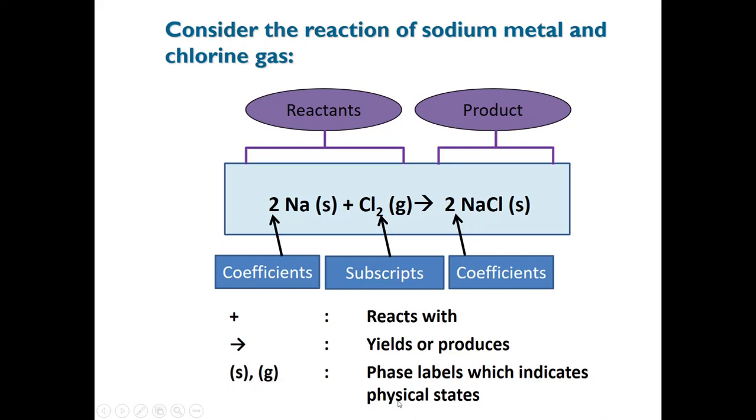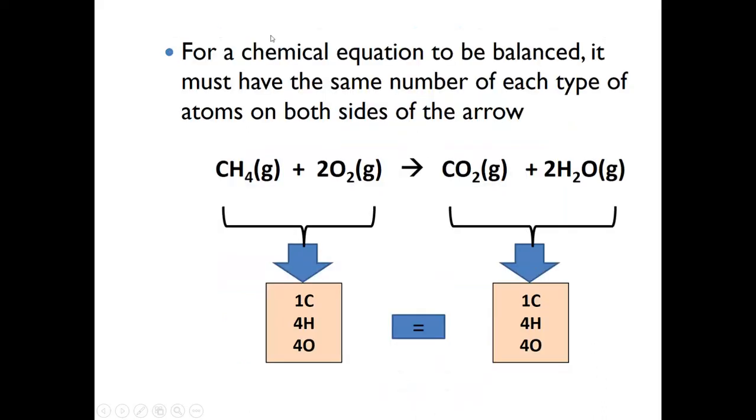And what are s and g? They refer to phase labels, which indicate the physical state. s is solid, sodium in solid form, while g is chlorine in gas form, and s here is sodium chloride in solid form. And for a chemical equation to be balanced, it must have the same number of each type of atom on both sides of the arrow. This means that the number of carbon atoms on the left side of the reaction should be the same as the number of carbon atoms on the right side.